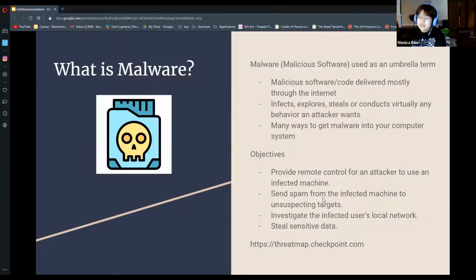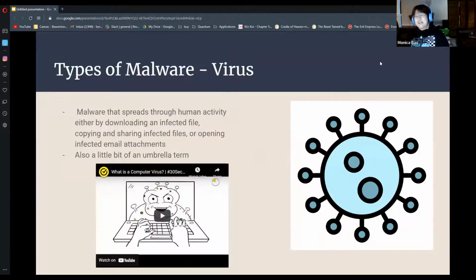Yeah, so there's a lot of different objectives. I listed here some objectives, and they're not specific to any program itself. The most important one is that it can steal sensitive data. So let's move on. We're going to go through types of malware now.